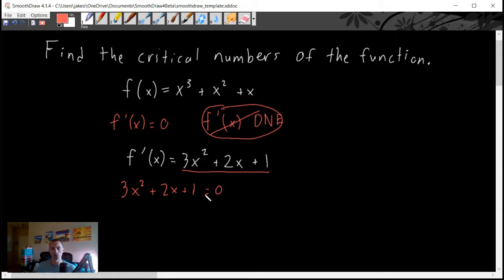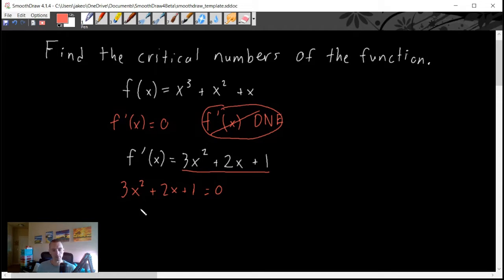So we need to figure out if there are any x values where 3x squared plus 2x plus 1 equals 0. So how could we try and figure that out? Well, typically the best place to start with a polynomial like this, setting it equal to 0, is to factor it out. How can we factor this out, though?